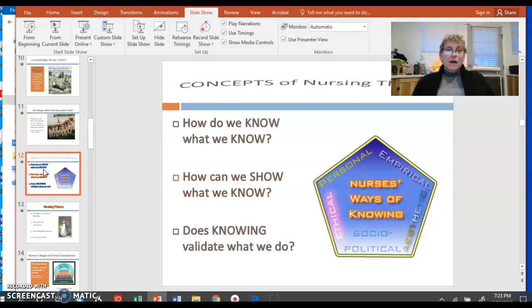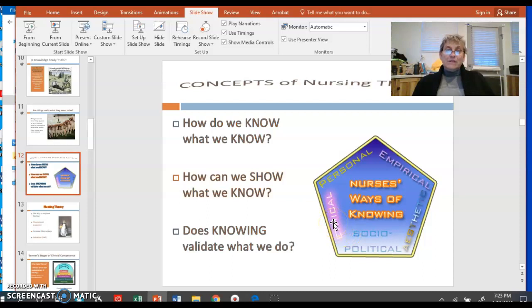So here, how do we know what we do? No. How can we show what we know? And does that validate what we do? So we have nurses' ways of knowing, and that's the Carper article that you read, the Behringer article about Carper's ways of knowing. So we have personal knowledge, we have empirical knowledge, aesthetic knowing, socio-political knowing, and ethical knowing.